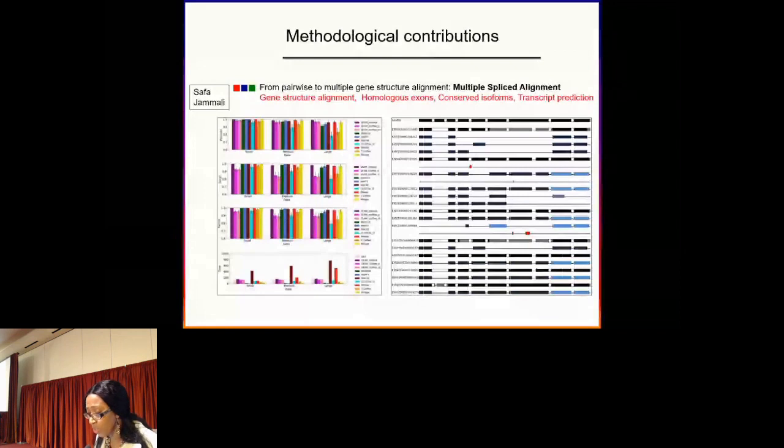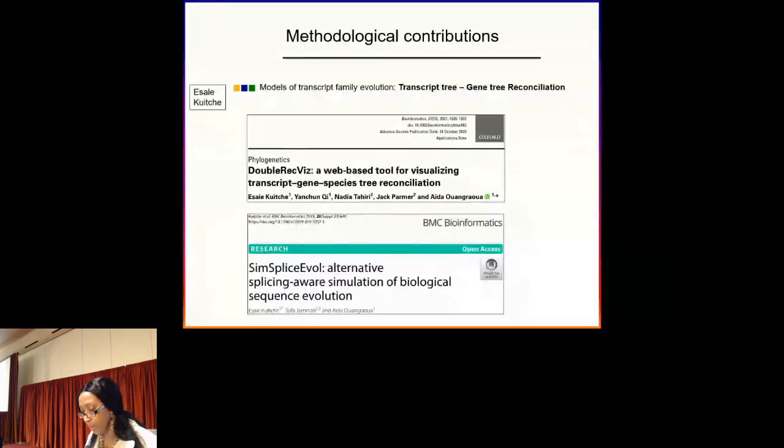And so on the right here, I'm just showing a picture of what we can obtain using multiple splice alignment. Here we can see on the top the general structure of the gene family. And then we have genes here, one, two, three genes with the transcripts, and the transcripts are also aligned with the genes, and we can see very well the conservation of the exons and the conservation of transcripts, to study the evolution after that based on the multiple splice alignment.